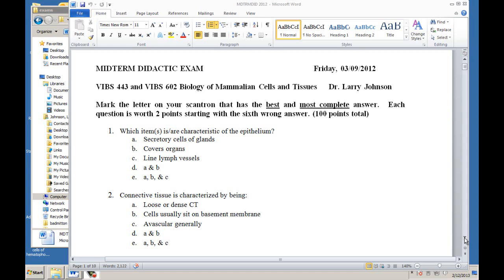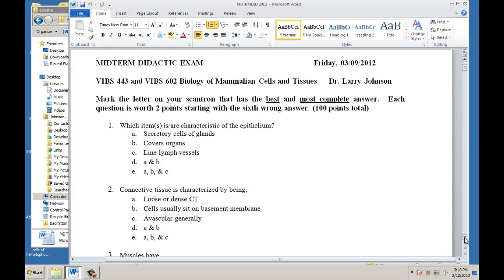Second question, connective tissue is characterized by being loose or dense connective tissue? Yes. Cells usually sit on a basement membrane? No. Avascular generally? No. Only cartilage is avascular, so the answer is A.